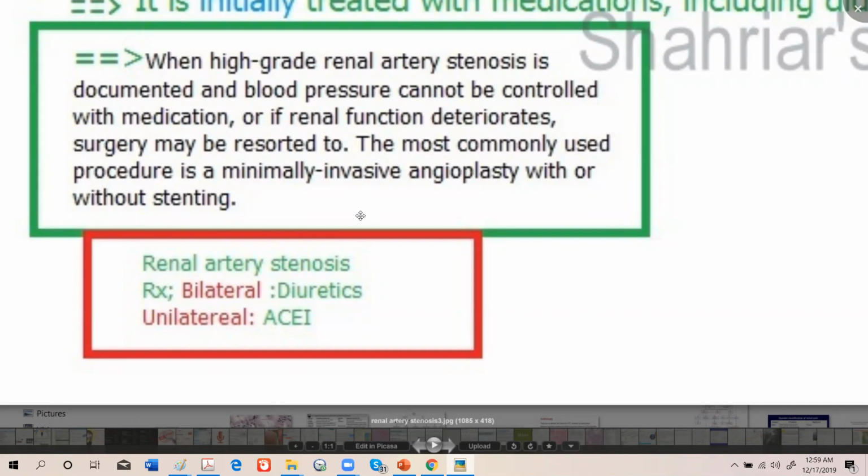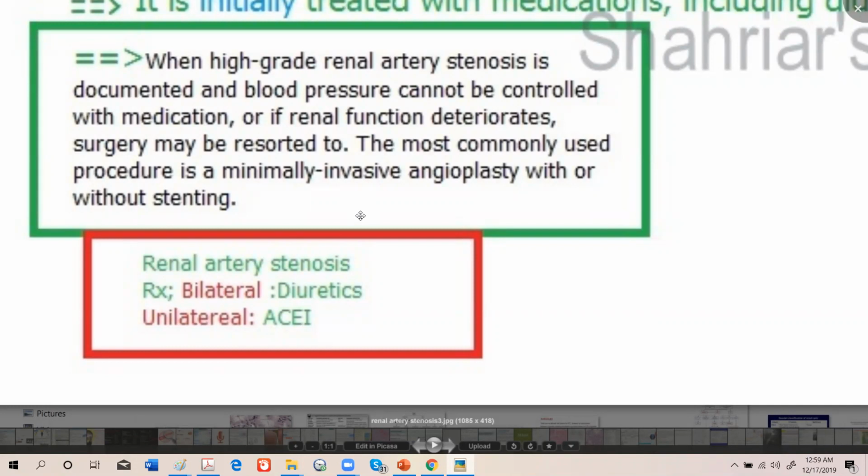All right, renal artery stenosis. Now this is so important for MCQ. If it is bilateral, I repeat, if it is bilateral, in that case, the answer should be diuretics. ACE inhibitors we never give, they are contraindicated in bilateral renal artery stenosis. I will repeat it again. Bilateral renal artery stenosis, we never give ACE inhibitors.